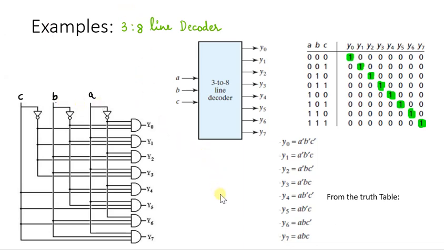So in this particular case, I am going to represent the expressions for each of the output variables y0 till y7, which are obtained from the truth table, and I can draw the corresponding circuit diagram looking at the expressions. So if you observe the circuit, you can see that we make use of the NOT gate and the AND gate.